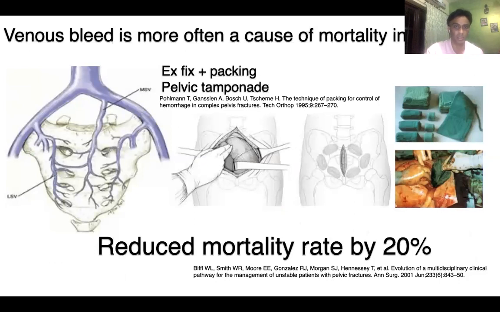The presacral venous plexus is an important source of bleeding because it is intimately in communication with the anterior sacrum. This is one of the reasons why a strategy of using an external fixator with pelvic packing to provide pelvic tamponade has emerged as a treatment of choice in treating bleeding pelvic fractures in the Western world. And this has reduced mortality by about 20% compared to previously.